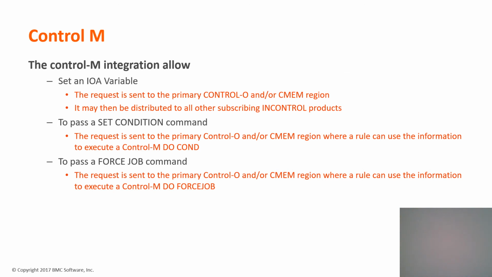Auto Operator also has an interface with the scheduling system BMC Control-M. The interface between Auto Operator and Control-M allows you to set IOA variables. You can pass set condition statements. You can set long conditions if you do them via REXX execs, or short conditions via the rules processor. And you can also force jobs.